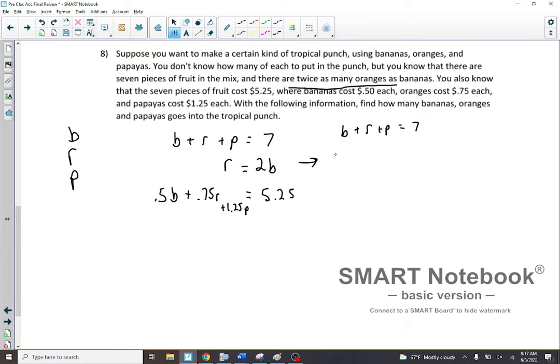This is going to be negative 2 banana, plus orange. There's no papaya, so I'm going to leave that blank on purpose, equals 0. And then over here, 0.5 banana plus 0.75 orange plus 1.25, my bad, papaya equals 5.25.